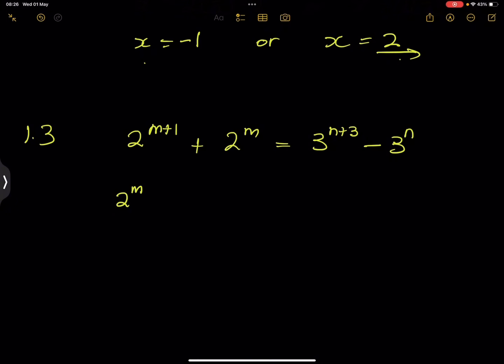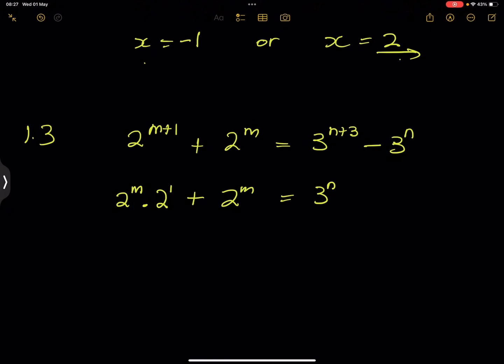Now remember, when I've got 2 exponent m plus 1, this is the same as 2 exponent m times 2 to exponent 1, right? Remember the laws of exponents: bases are the same, and I'm multiplying, so I add the exponents. So this will be 2 exponent m. And so the next one becomes 3 exponent n, right?